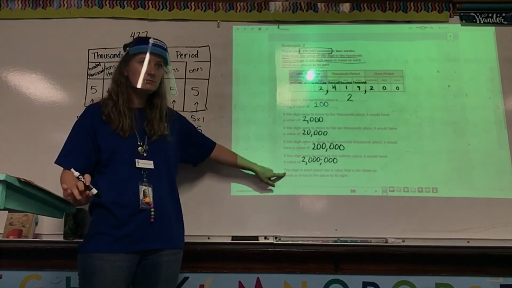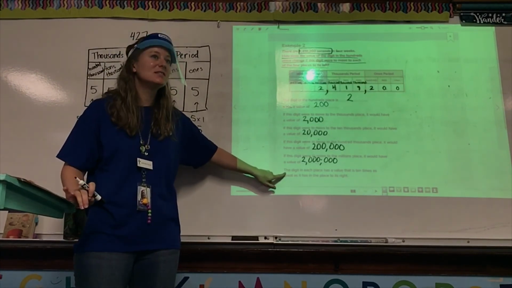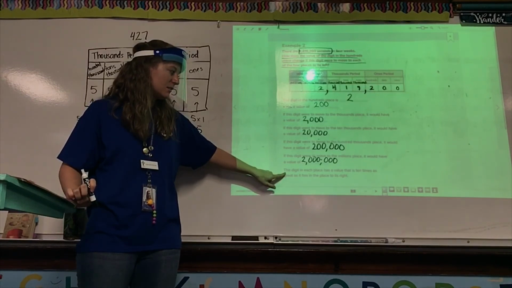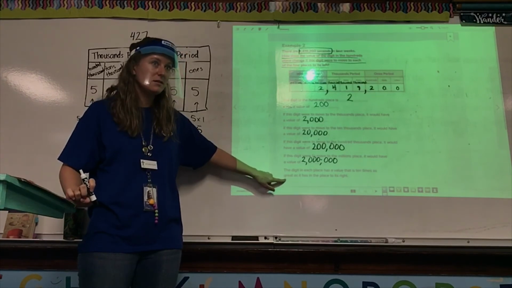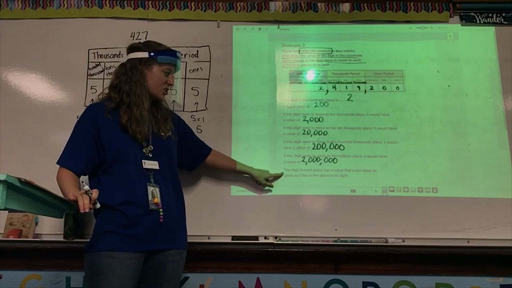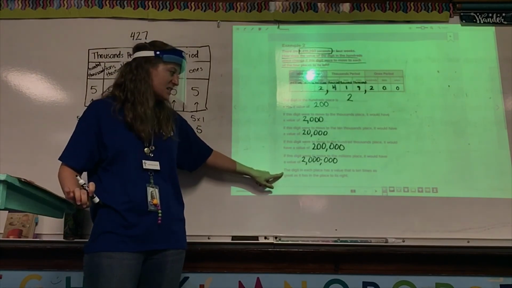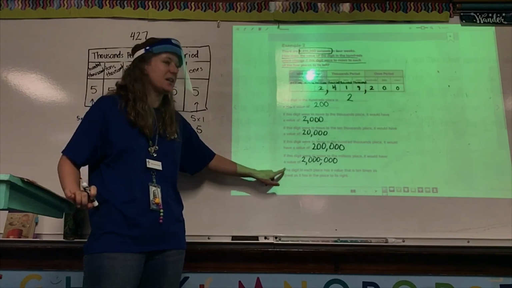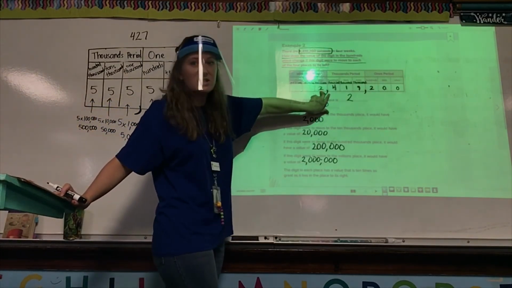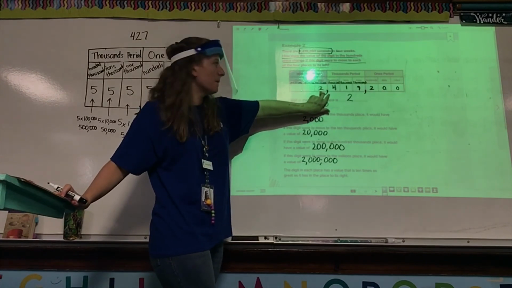Loud, loud, loud. The digit in each place represents a value that is 10 times as great as it has in the place to its right. So Michaela just read, the digit in each place has a value that is 10 times as great as it has in the place to its right. Again, that's another way of saying these two digits that are right next to each other.